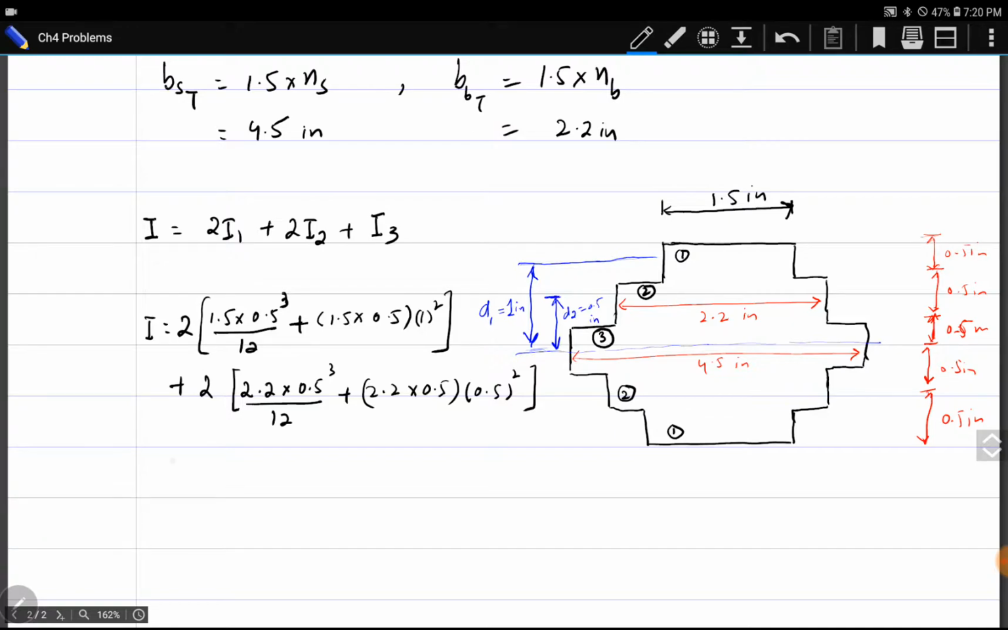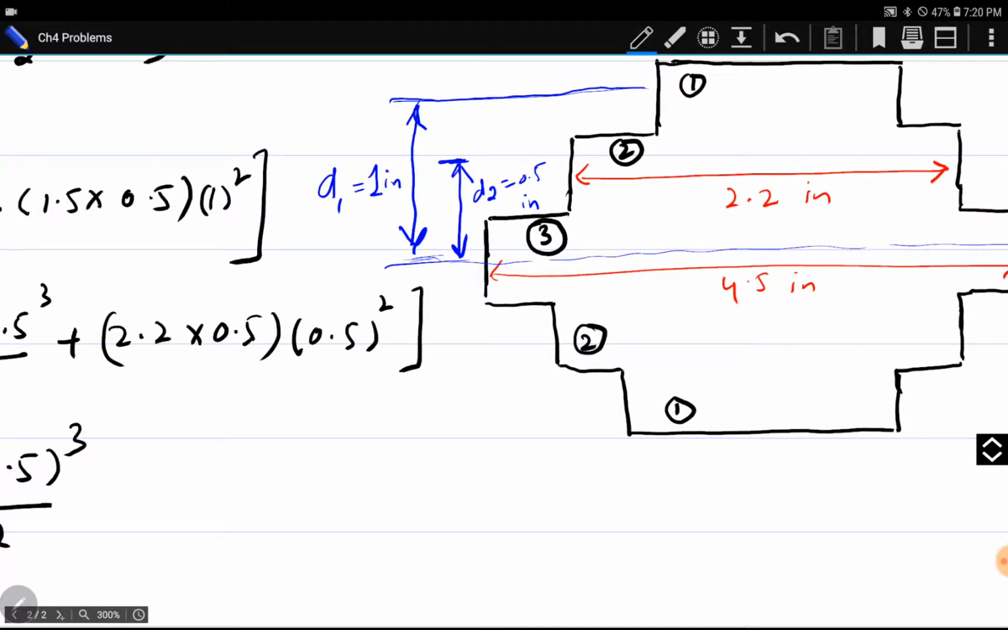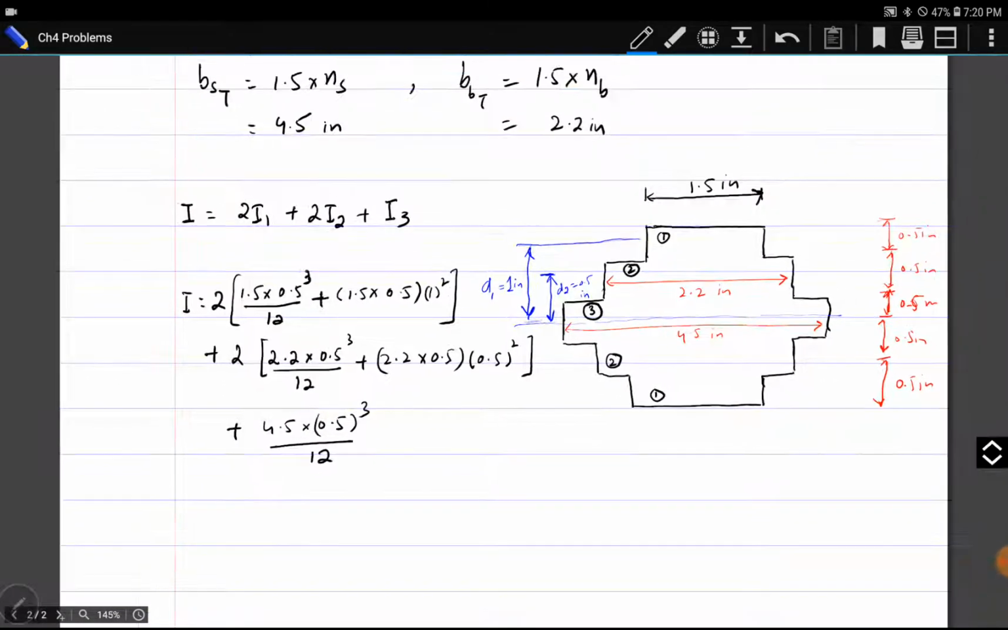Okay. Plus I3, section 3. Its width is 4.5. Its height is 0.5, divided by 12 plus AD squared. D of section 3 is 0 because the centroid of the total cross section and the centroid of area 3 are matching each other, they are coincident, and there is no distance between them. So D3 is 0. We do not need to add it here.